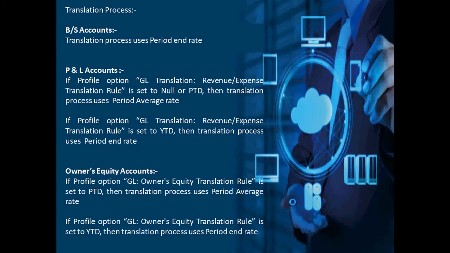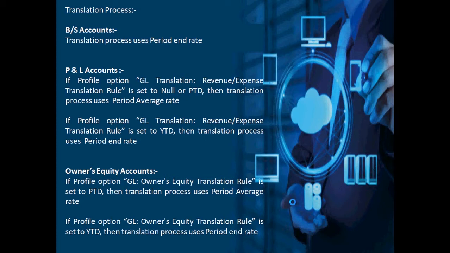There are a couple of rules for the translation process. As you know, in Oracle all the accounts are divided into balance sheet accounts, P&L accounts, or owner's equity accounts. For all the balance sheet accounts, the translation process converts them using the period end rate, whereas for the P&L accounts or the owner's equity account, it depends on the profile option. As far as the P&L accounts are concerned, if the profile option GL translation revenue/expense translation rule is set to null or PTD, then the translation process uses the period average rate. But if the same profile option is set to YTD, then the translation process uses the period end rate.